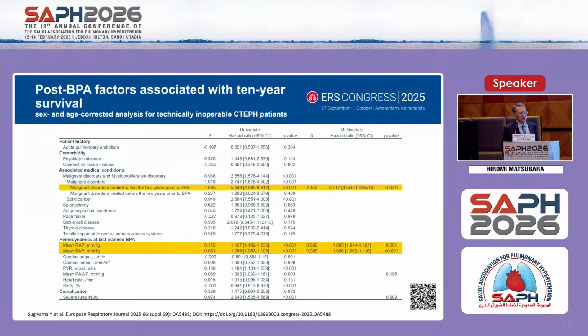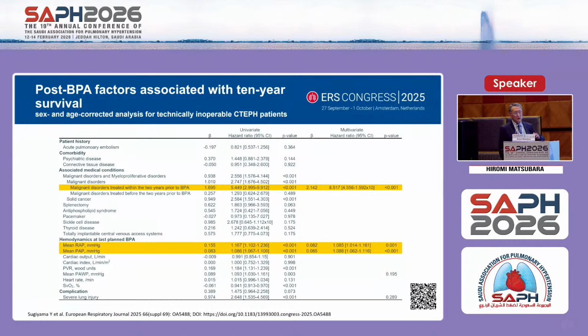But this cannot be a treatment goal. So we have to check the hemodynamics after the treatment. Among the hemodynamics after the BPA, as you can see, right atrial pressure and mean PA pressure could be the determinant of the survival. PVR also could be the determinant, but wedge pressure and cardiac output could not be a determinant.